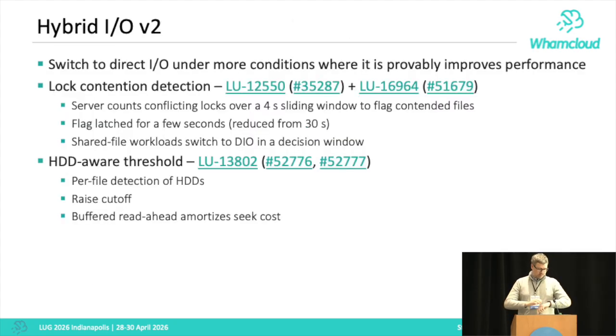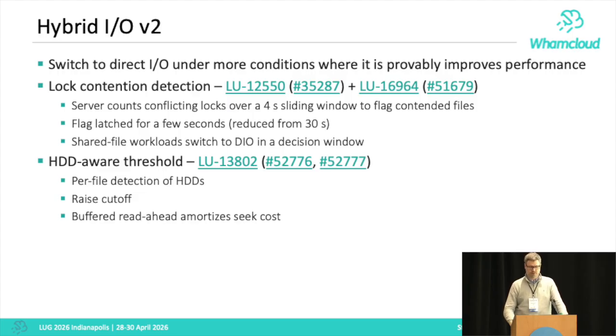So this gives us the segue to hybrid I/O v2, right? For hybrid I/O v2, there was always this idea that we want to switch to direct I/O under more conditions where we know that it improves performance. And this was specifically the case that we've just seen, right? We can include lock contention or memory pressure and all that. And all of these parts that I will list here can be considered for version 2.